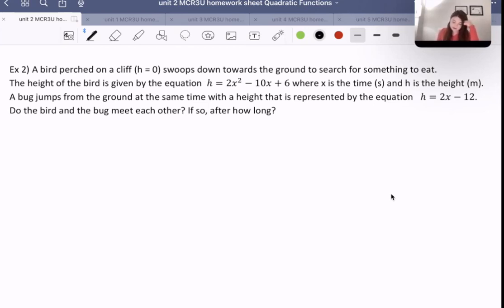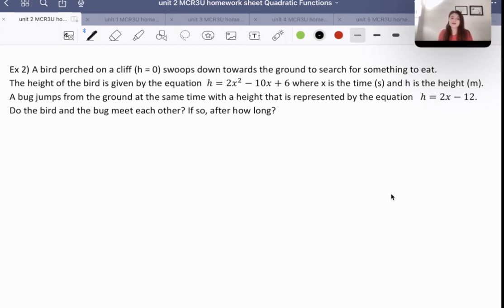Do the bird and the bug meet each other? If so, after how long? So what they're essentially asking is, do they ever meet? Are their heights the same ever? Or, are the seconds and the heights the same ever, right? Because maybe they both get to the same height, but at different times. We want to know what are the points of intersection between where the bird is at and where the bug is at. And the bird seems to move in a quadratic formation, where the bug seems to just move in a line, in a linear formation.